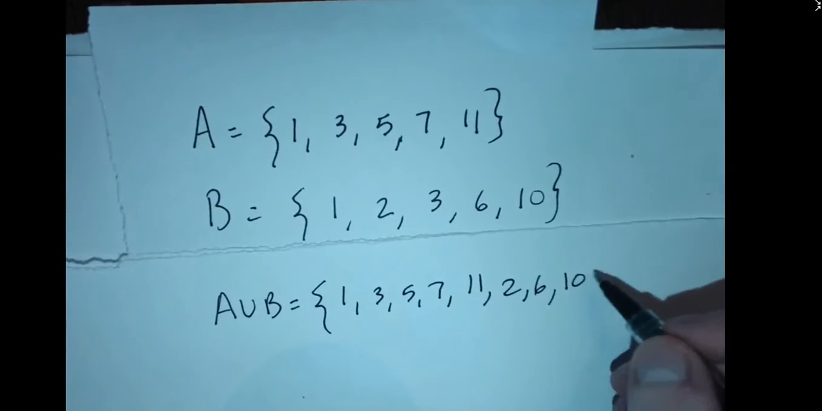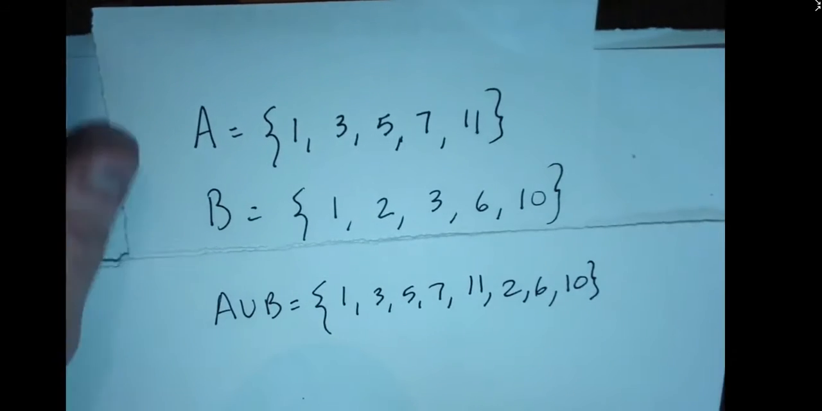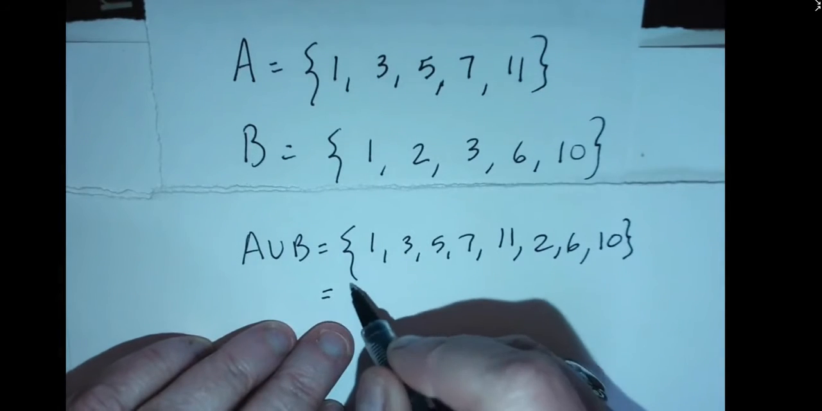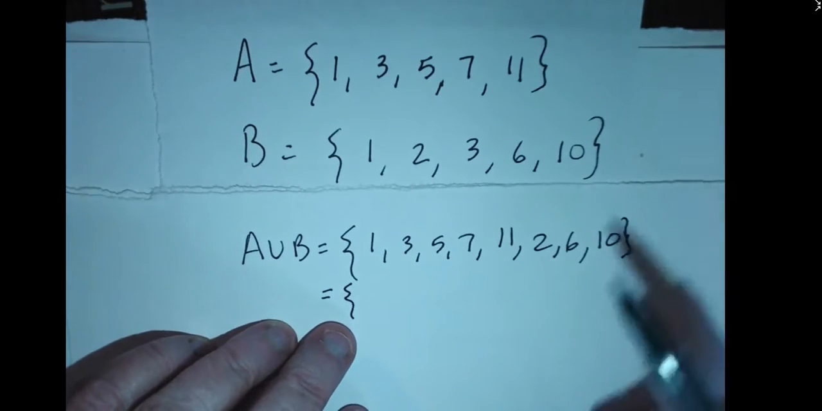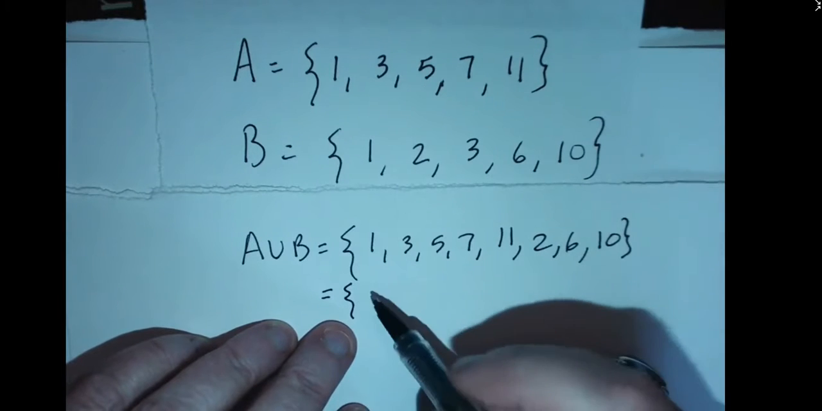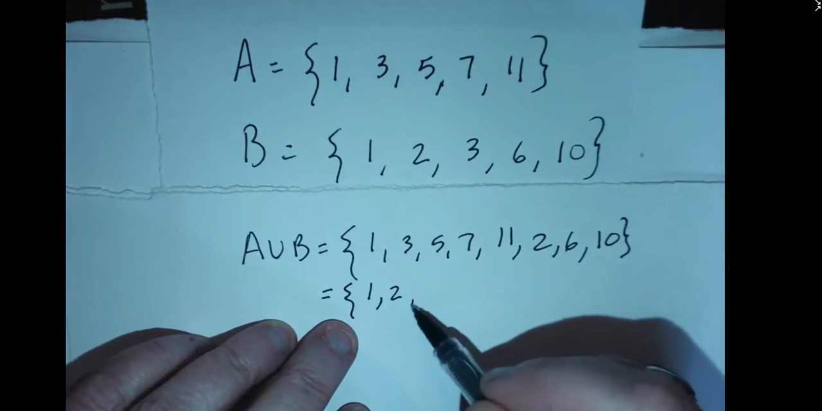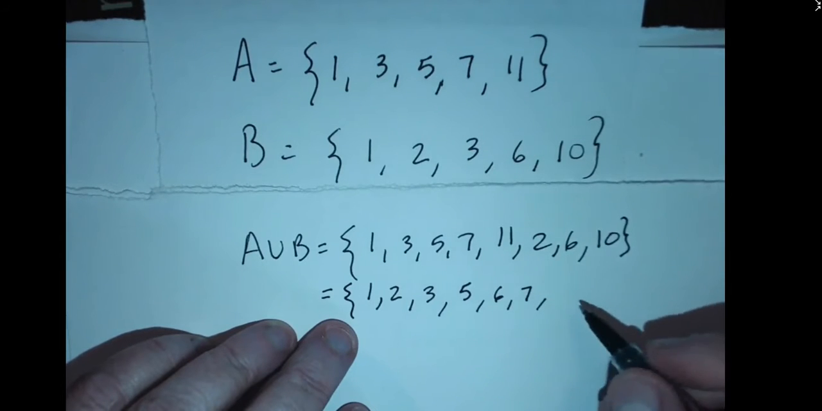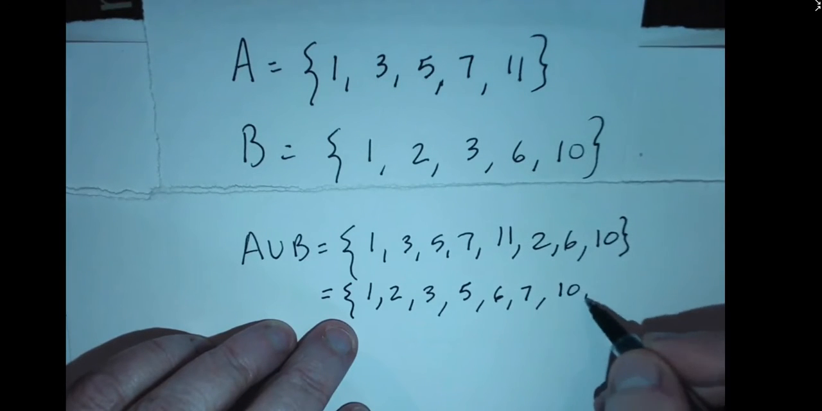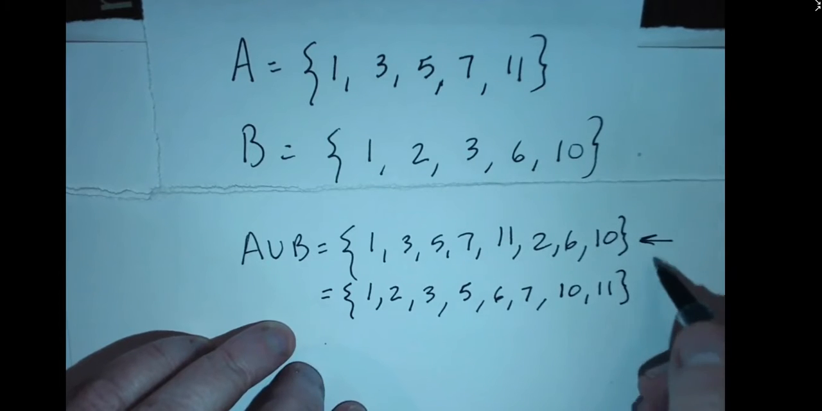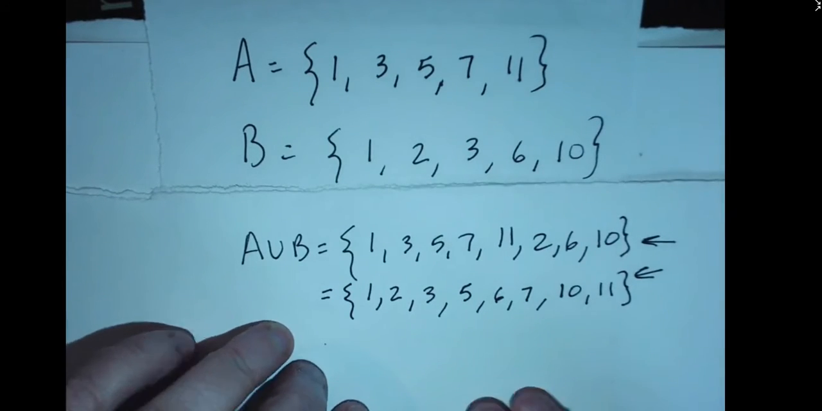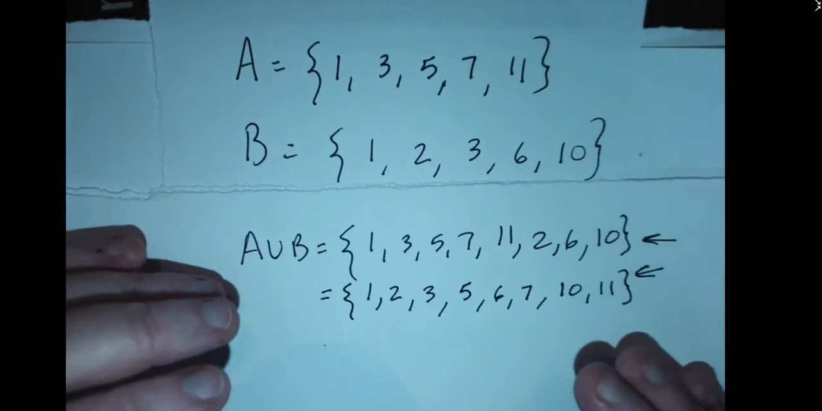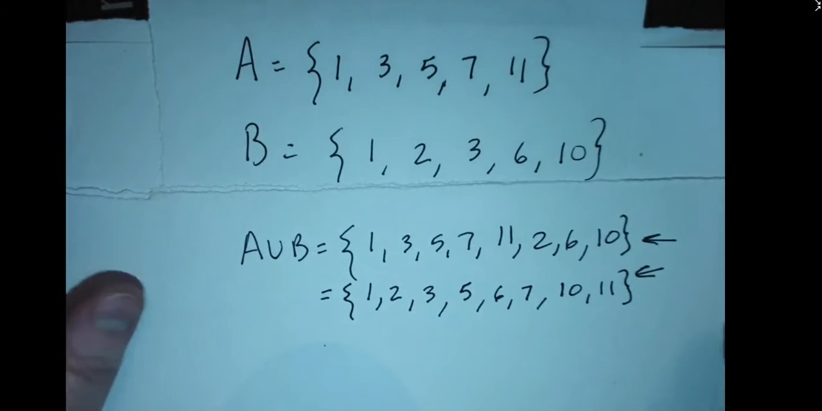and then 10. Now this is a perfectly correct answer, but your professor might want you to write them in order, or the answer in the back of the book usually gives them in order. But this is correct, and this is the same thing as if I put them in order. So either one of those is correct. So the union, you put both of these together into one set, but you eliminate any repetitions.